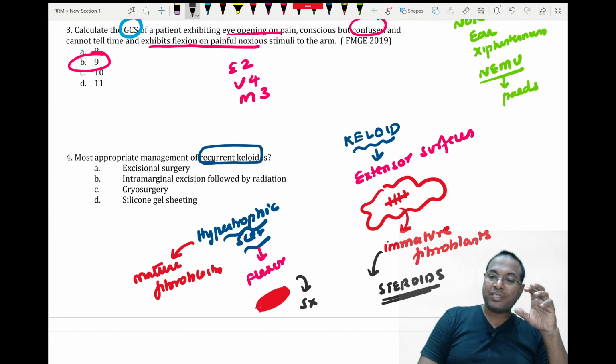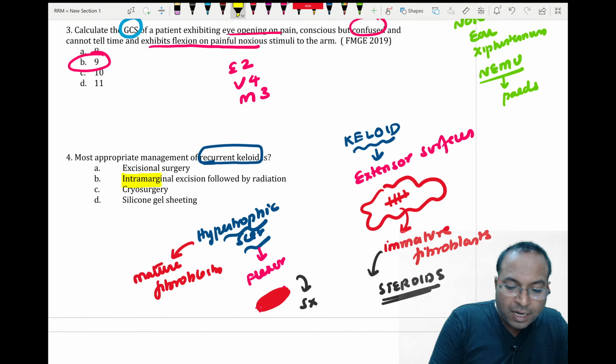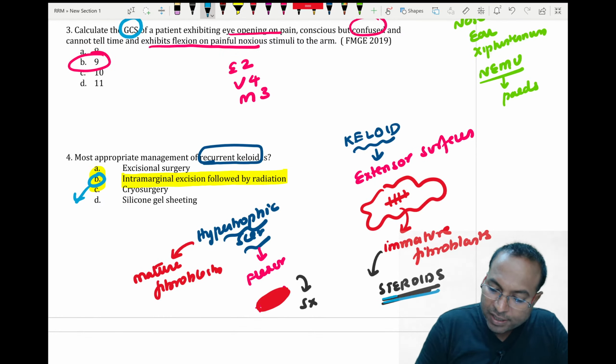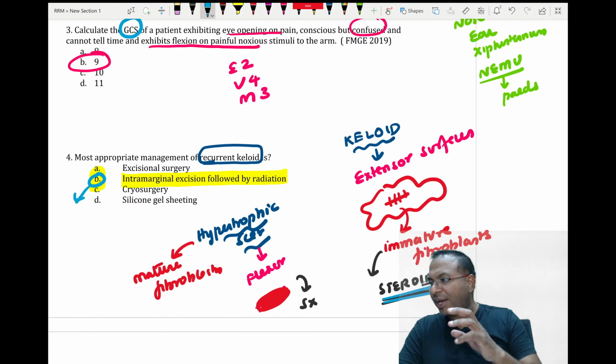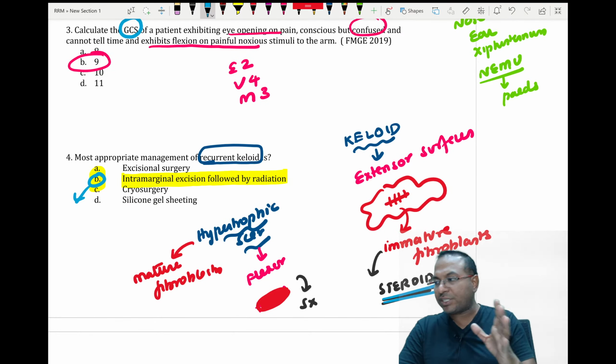So the intralesional injection. There is a new treatment now from Bailey and Love, that is intramarginal excision followed by radiation. This is a new treatment. Please remember, this is a new treatment. Old treatment is steroids. But even now we are doing steroids, but for recurrent cases we have to go for intramarginal excision followed by radiation.